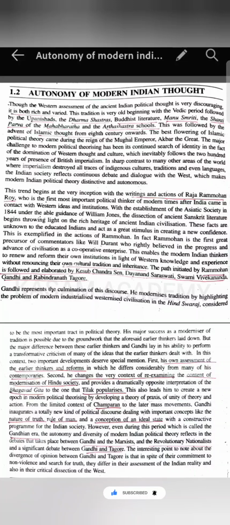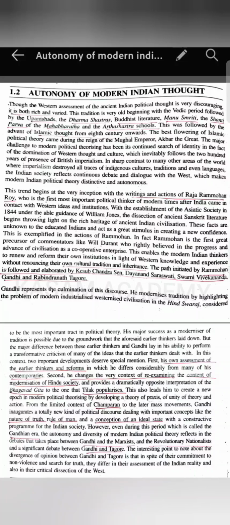In fact, Ram Mohan is the first great precursor of commentators like Will Durant, who rightly believed in the progress and advance of civilization as a cooperative enterprise. This enabled modern Indian thinkers to renew and reform their own institutions in light of Western knowledge and experience. Without renouncing their own culture, tradition, and inheritance, the path insisted upon by Ram Mohan was followed and elaborated by Keshab Chandra Sen, Dayananda Saraswati, Swami Vivekananda, Gandhi, and Rabindranath Tagore.